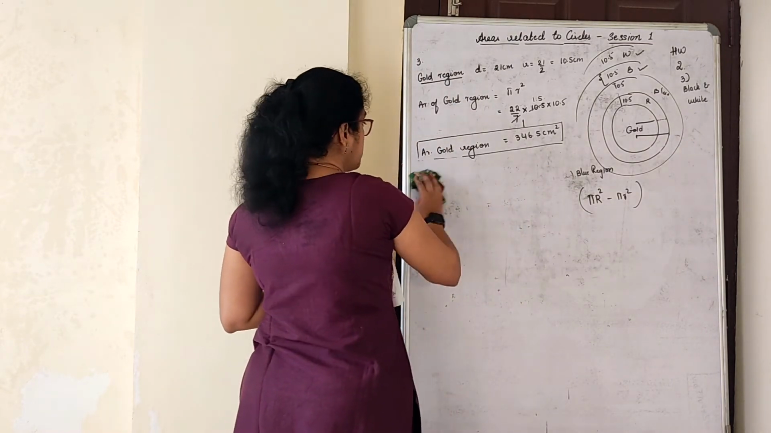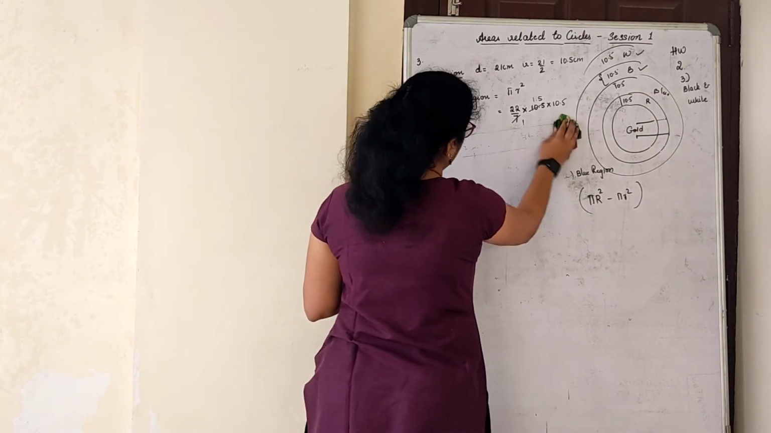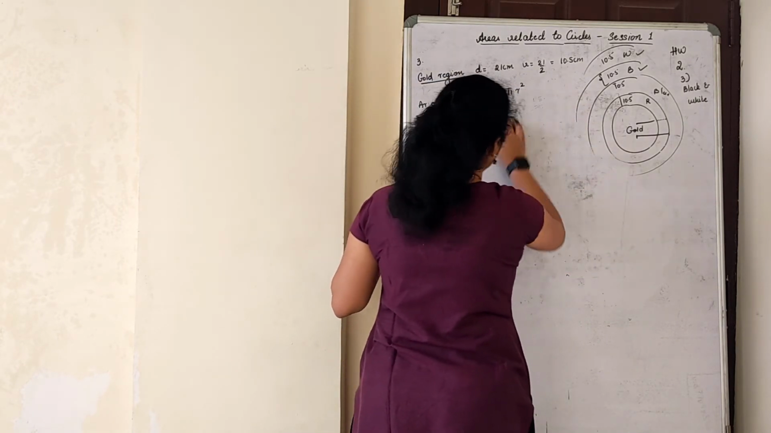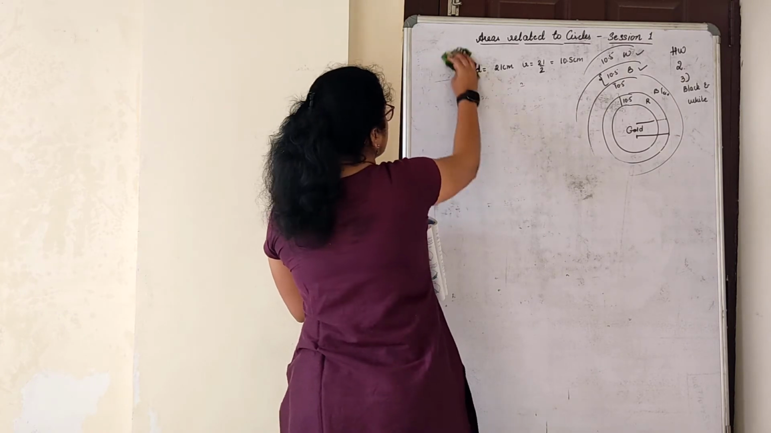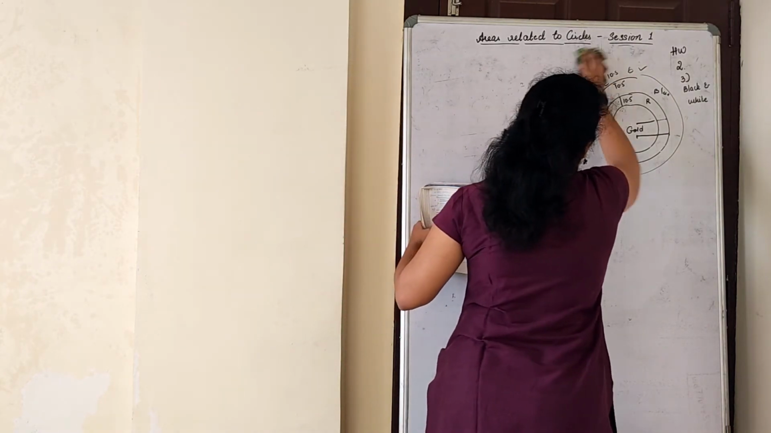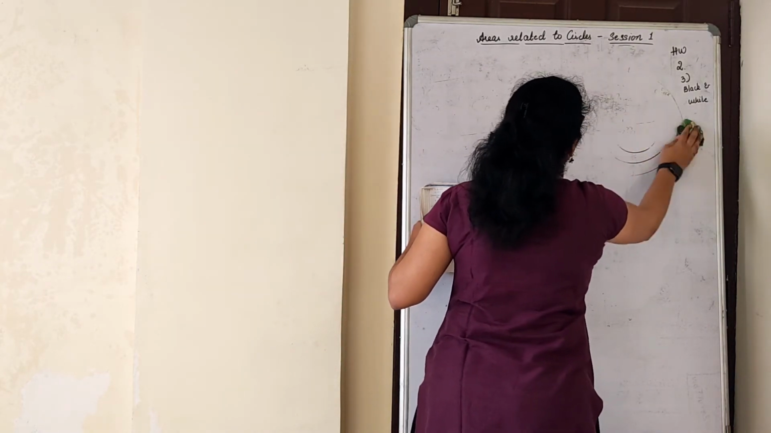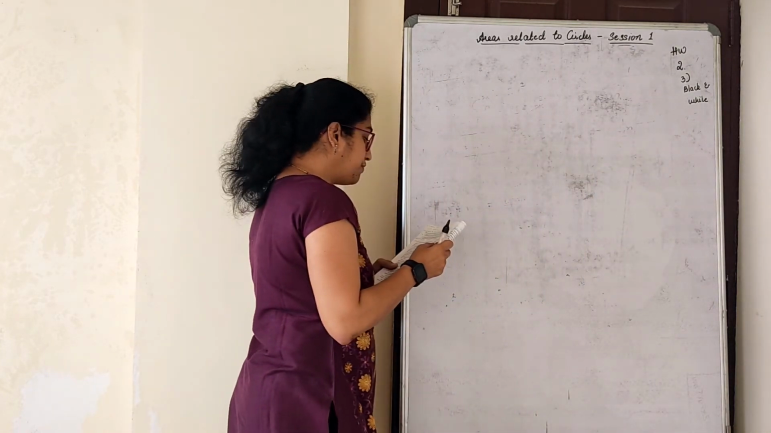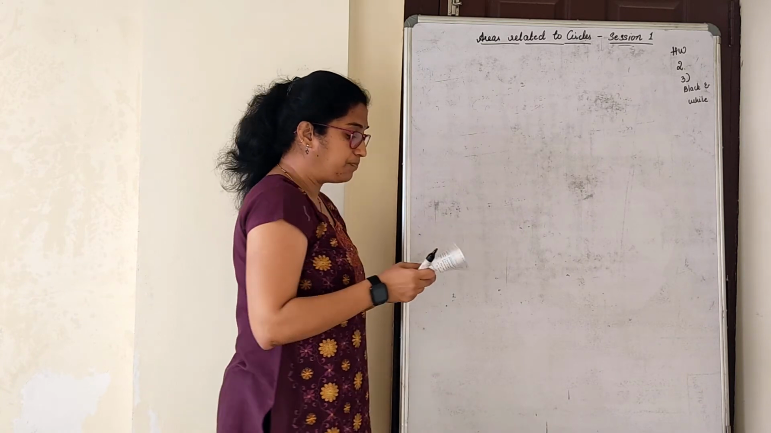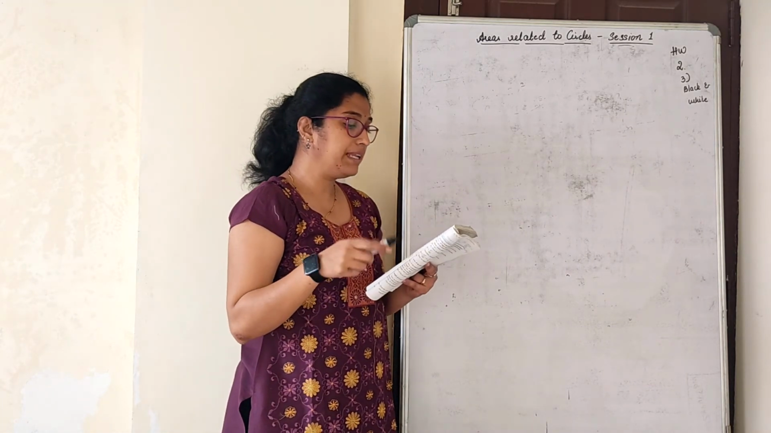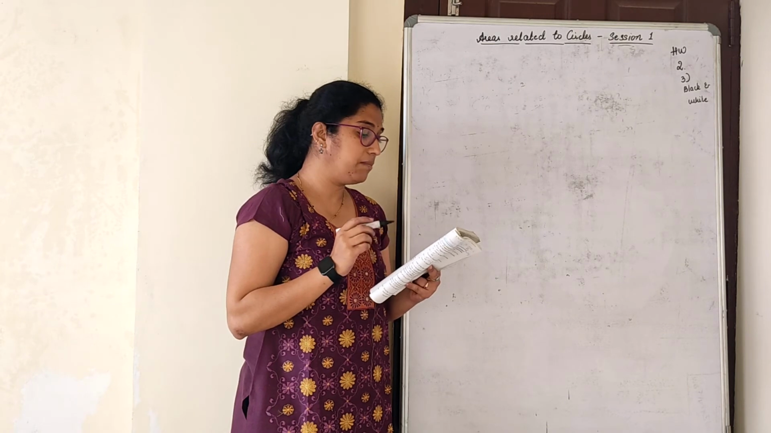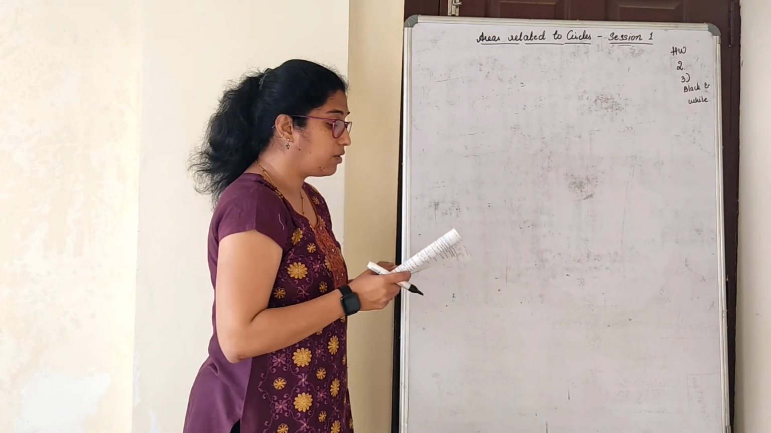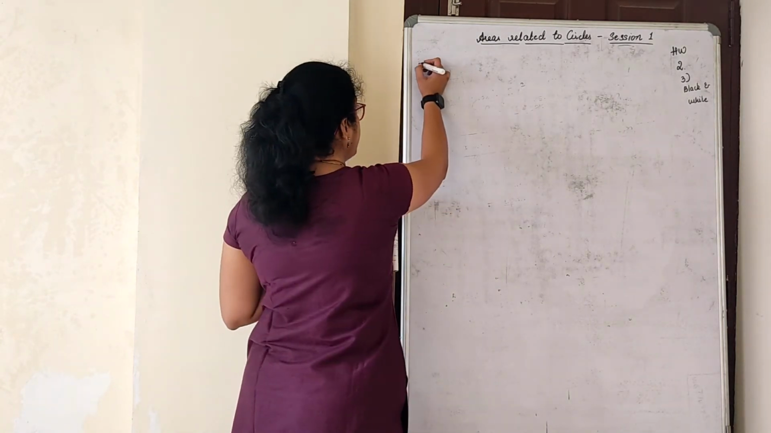As I had told you, there is only one sum where we have revolutions and the number of revolutions that we have to calculate. The wheels of a car are of diameter 80 centimeter each. How many complete revolutions does each wheel make in 10 minutes when the car is traveling at the speed of 66 km per hour? So let's write the given first.